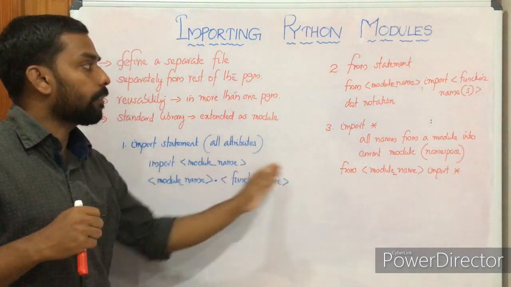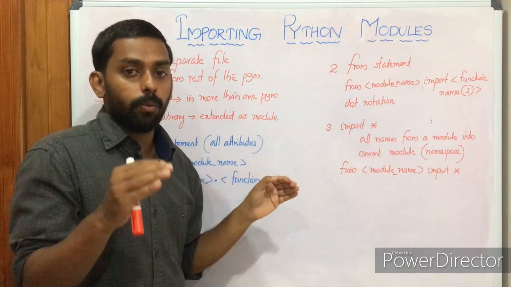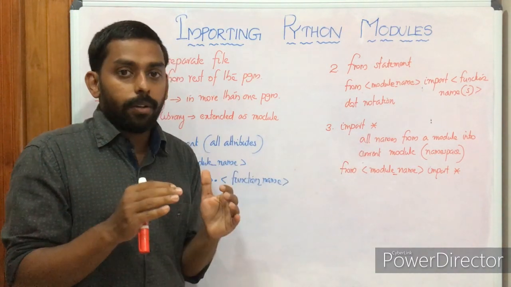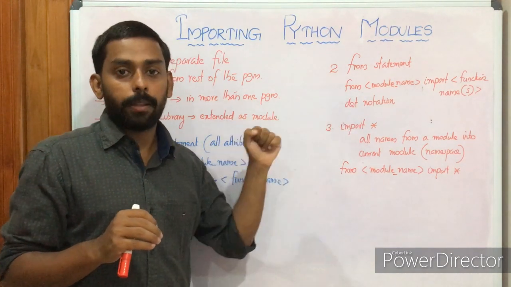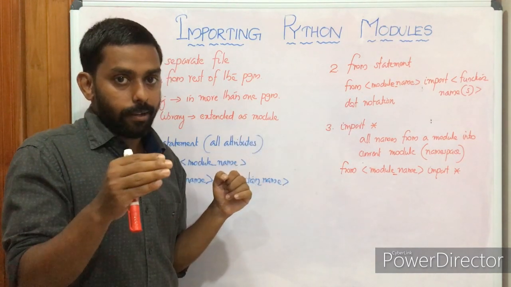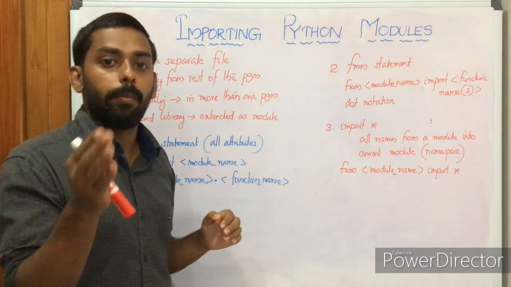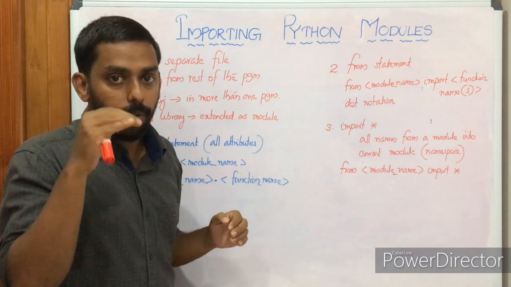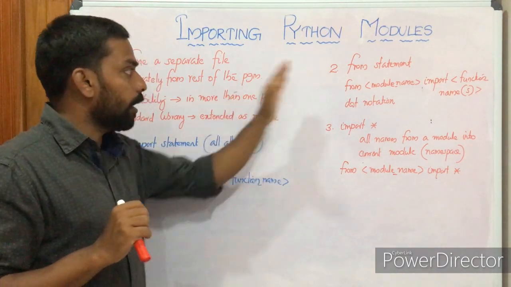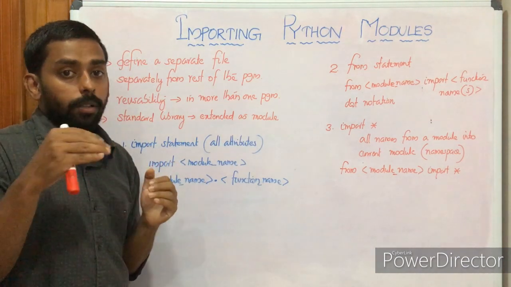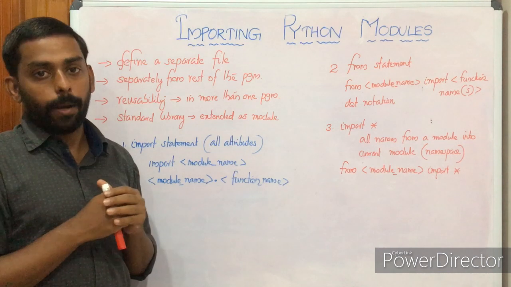So these are the three ways. Another specialty of import star is that we can call the function directly, without dot notation. In the import star construct, we can call the function available in the module directly without using dot notation, okay? So these are the three ways of importing functionalities of a module to our program.